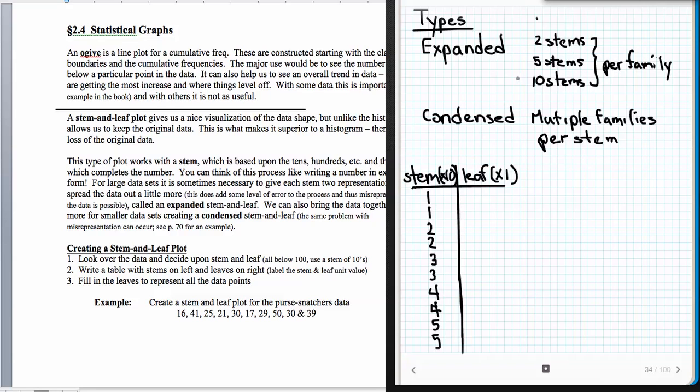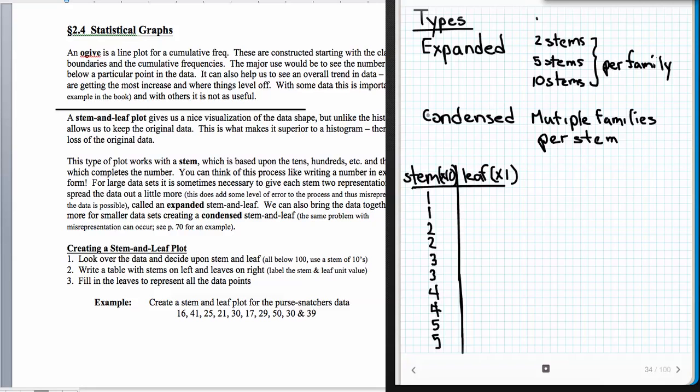So the number of digits, 10, divided by 2 is 5 per stem, and divided by 5 is 2 per stem, or 10 stems, which is 1 per stem. And they must be evenly distributed. The digits 0 through 9 must be evenly distributed throughout the stems so that we don't mess up the shape of our data. So that's one of the options for doing an expanded stem and leaf.